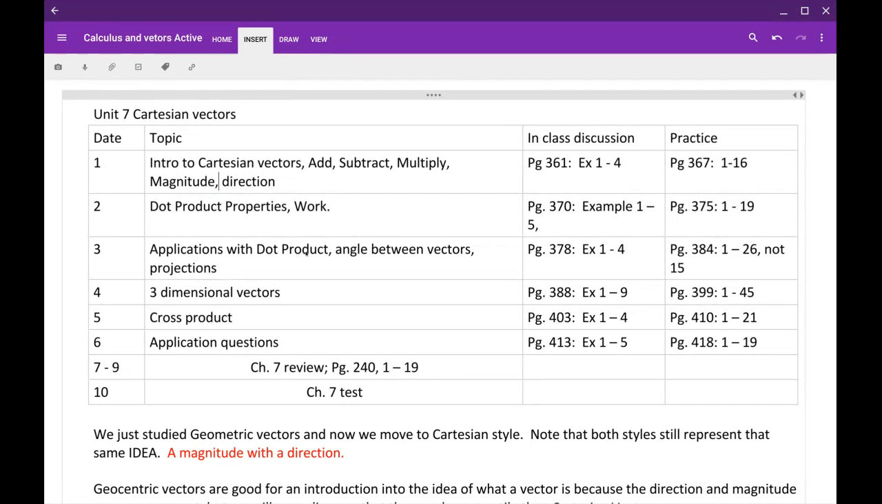Now, this is what we're going to look at. This is the sort of the plan for the unit. If you take a look at this, you've got 1, 2, 3, 4, 5, 6, about 6 videos here. Then we'll take a few days to review, start scheduling tests.